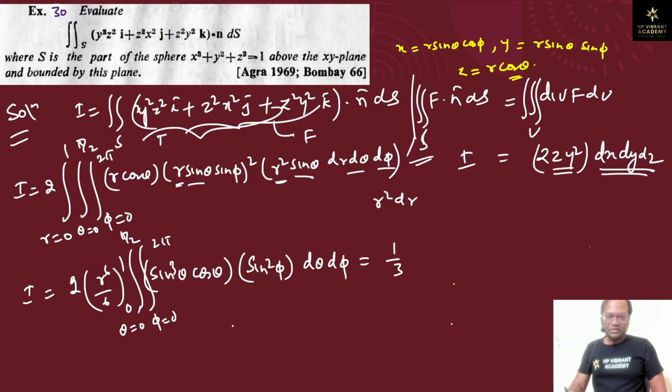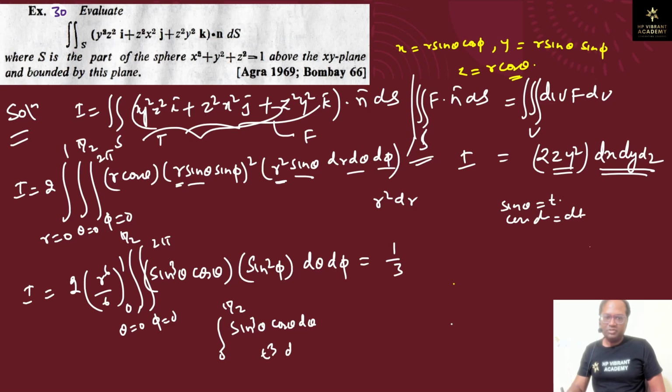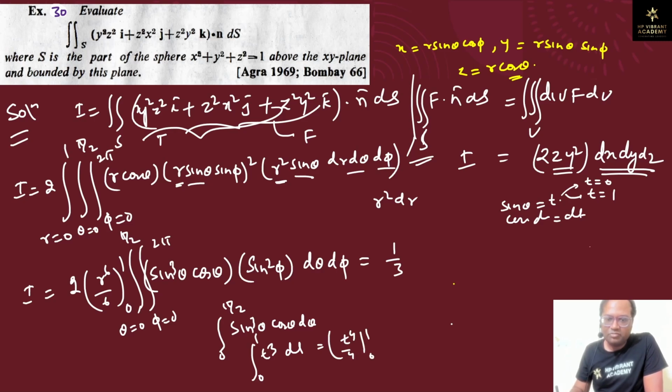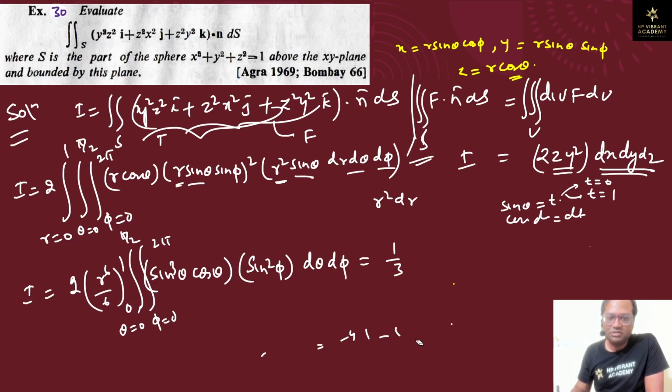So we have the value of the integral of sin cube theta cos theta d theta from 0 to pi by 2. Let us take sin theta as t, so cos theta d theta is equal to dt. This is t to the power 3 dt. Let us change the limits. When theta is equal to 0, t is equal to 0, and when theta is equal to pi by 2, t is equal to 1. So t is from 0 to 1. So this is equal to t to the power 4 upon 4, limit is 0 to 1. So this is 1 upon 4. The value of the integral of sin cube theta cos theta is 1 upon 4.